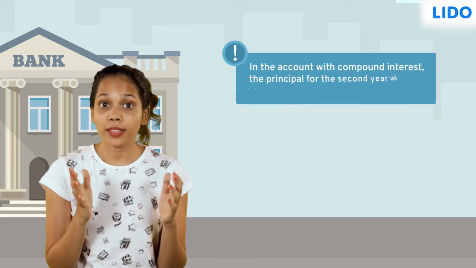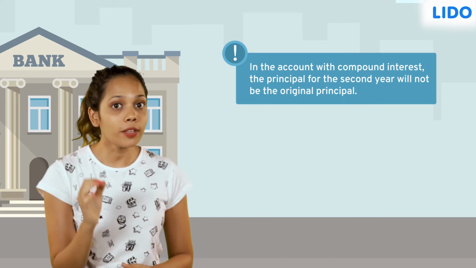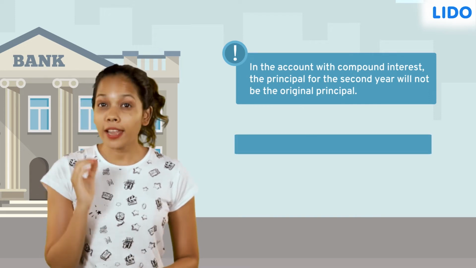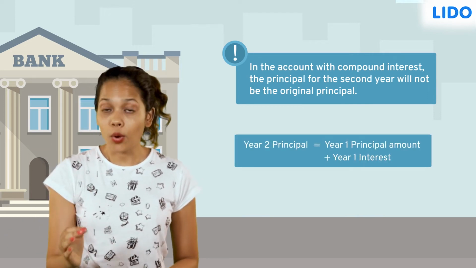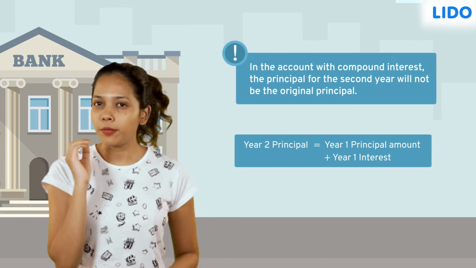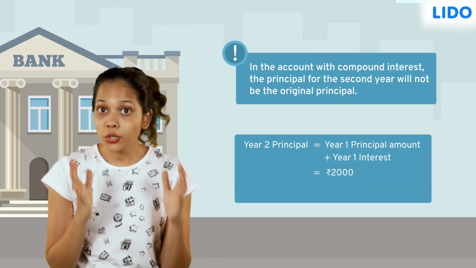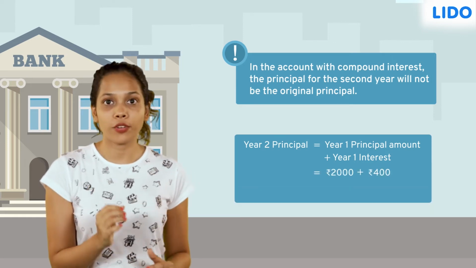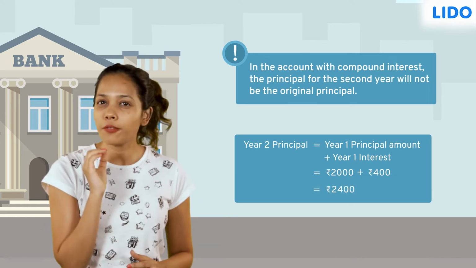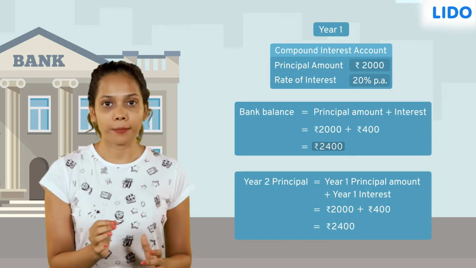In the account with the compound interest, the principal for the second year will not be the original principal. The interest earned during year 1 will add on to the old principal to give us a new principal for year 2. Thus, the principal of year 2 will be 2,000 rupees plus 400 rupees or 2,400 rupees, which is the bank balance at the end of year 1.